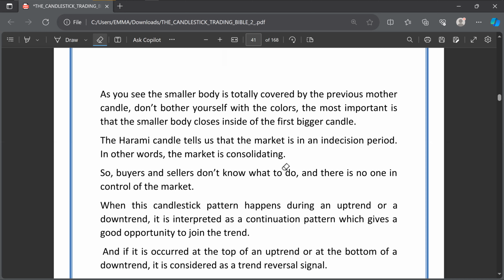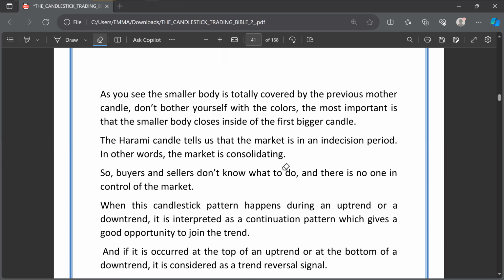Now, the second paragraph. The Harami candle tells us that the market is in an indecision period, right? When that forms, what it means is that a bigger candle forms, then the next one is a smaller candle forming, right? Initially we realized that the market was either bullish or bearish massively. Now, how come a small candle is forming?